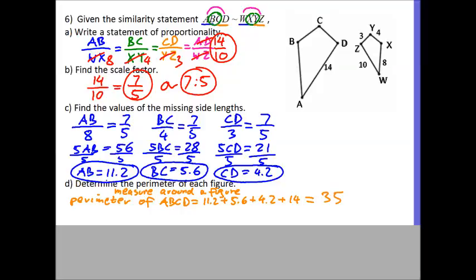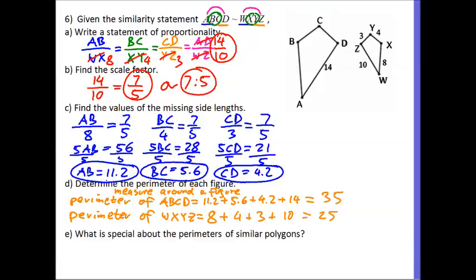Let's find the perimeter of WXYZ. And that one is 8 plus 4 plus 3 plus 10, and we get a total of 25.